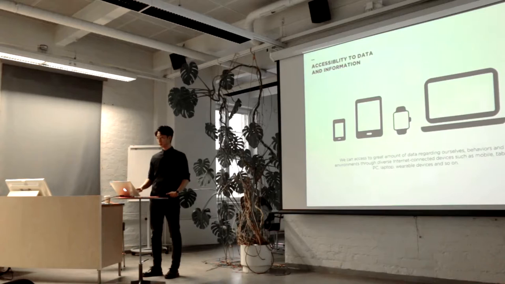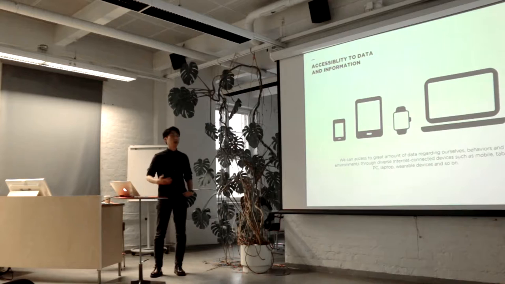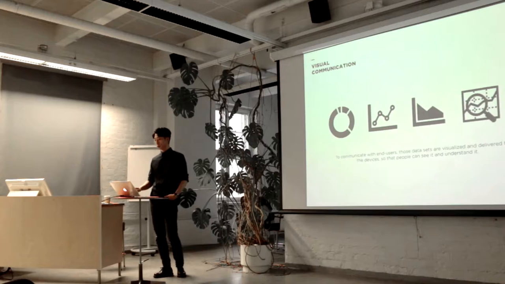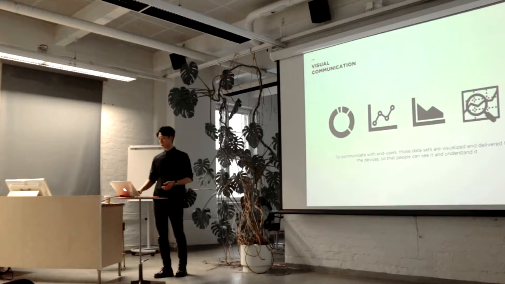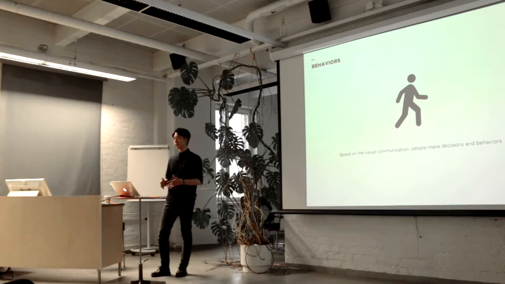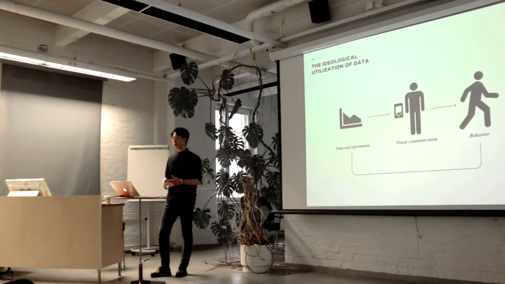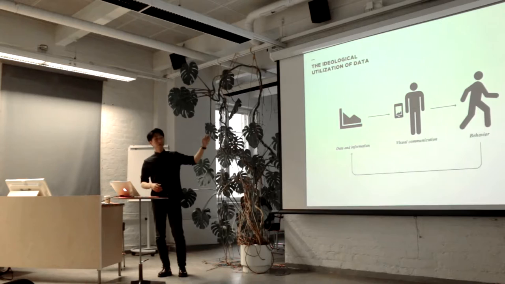As we know, we can access a great amount of data regarding ourselves, our behaviors, and our environments through diverse internet-connected devices. To communicate with end users like me, the data sets are visualized and delivered to the device so that people can see and understand it. So based on the visual communication, people make decisions and behaviors. So it's pretty much about the ideal utilization of data. There is data and there are well-visualized contents, and people make decisions and behaviors.